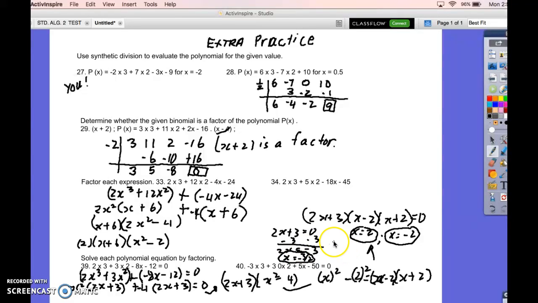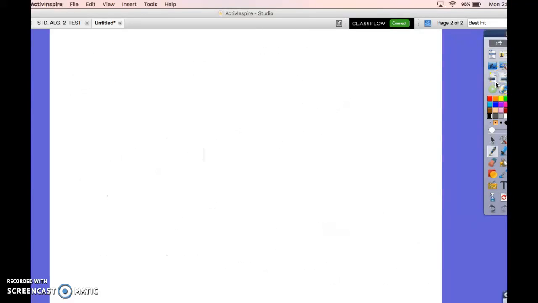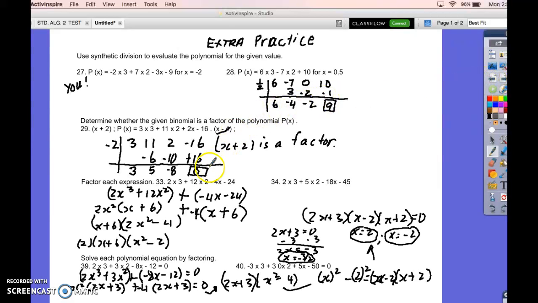And you have 3 zeros whenever you have a cube. If you have to the 4th, it would be 4 zeros. X to the 5th would give you 5 zeros. Okay? So that is as far as I think I can take it with what we've got here.